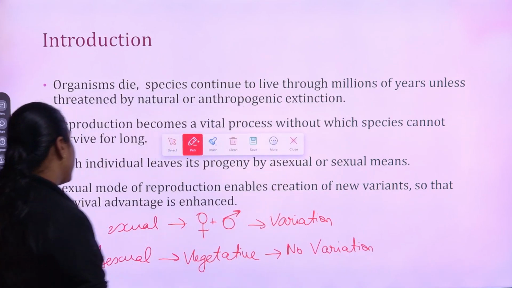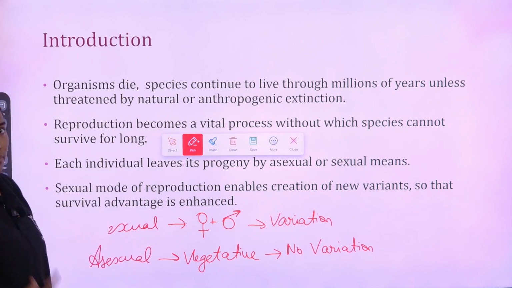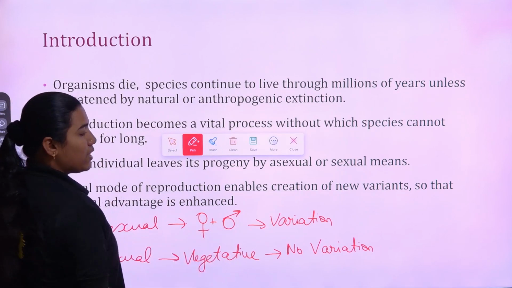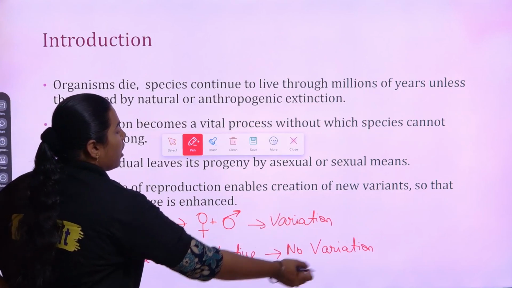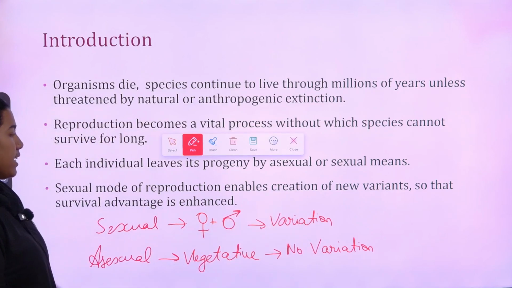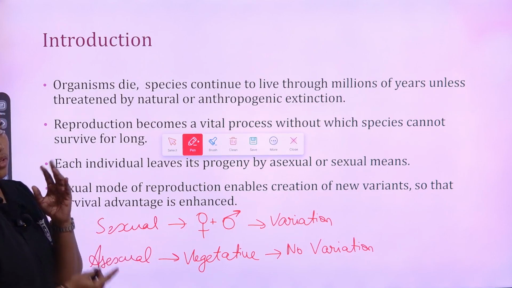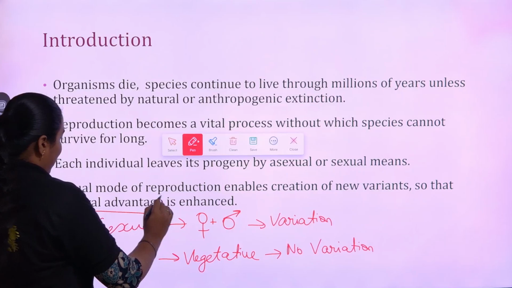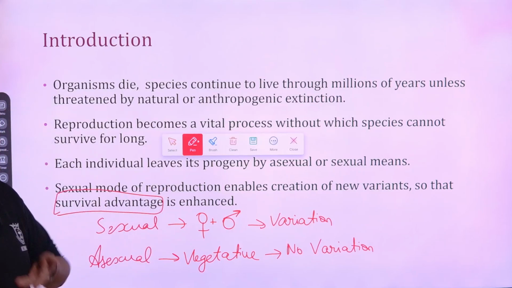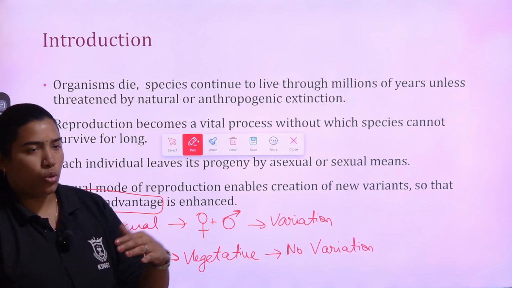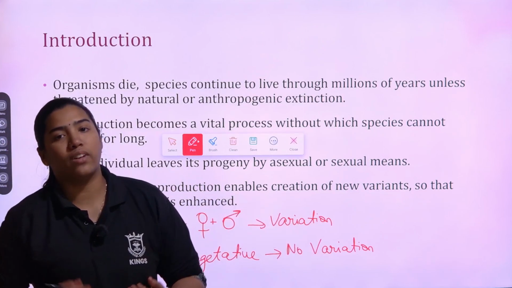So we say the sexual mode of reproduction enables, because of the presence of two different individuals, a lot of variation to come up. But in asexual, since only one parent is involved, there is not much variation. It will give you a survival advantage, because variation can give you a character that helps you withstand an unfavorable condition. So that organism will survive and the other one will not survive.